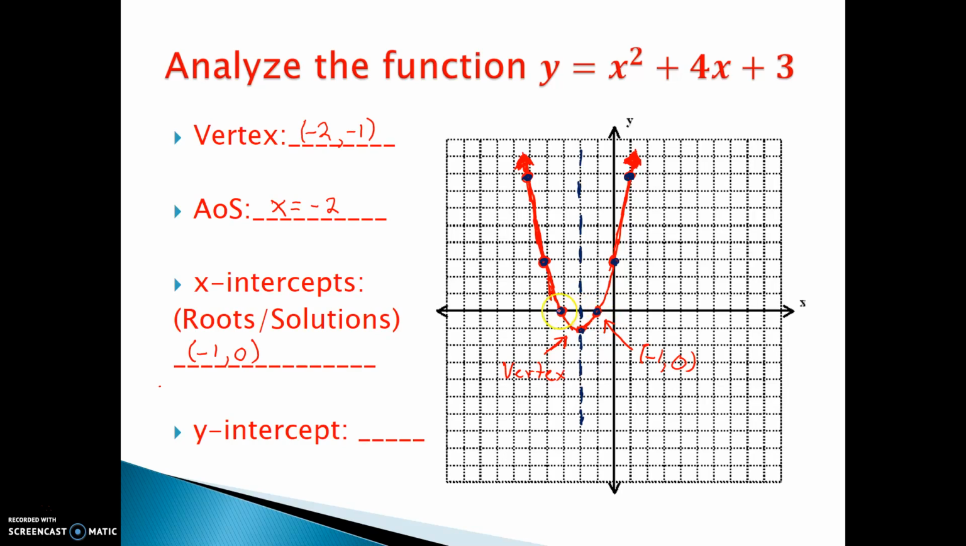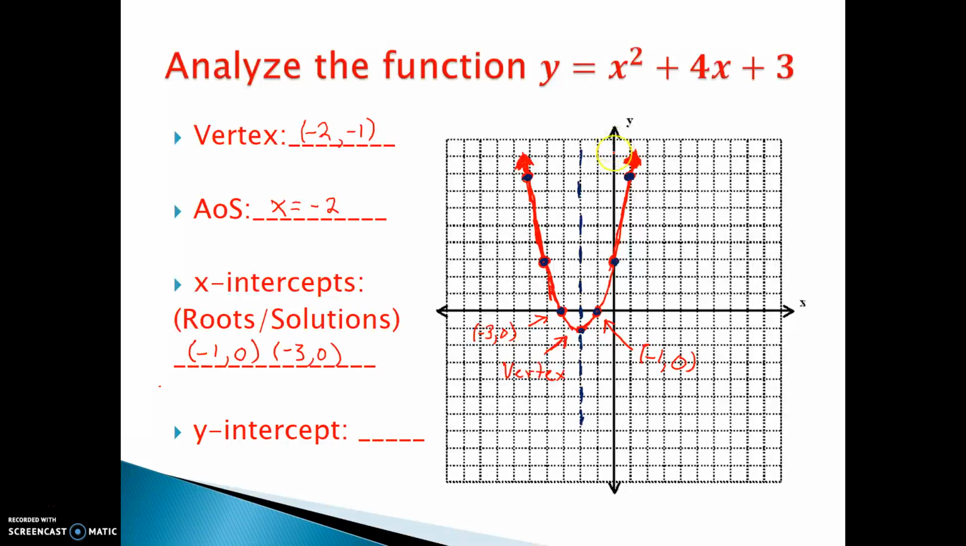Now the other one, if I scoot over here, let me label this one. This is going to go over 1, -1, -2, -3. So this is actually going to be -3, 0. So these are my 2 x-intercepts. Again, you can call them roots, you can call them solutions. So again, get used to it, get comfortable with it, because they will ask it all 3 different ways. Now the last critical point here is going to be my y-intercept.